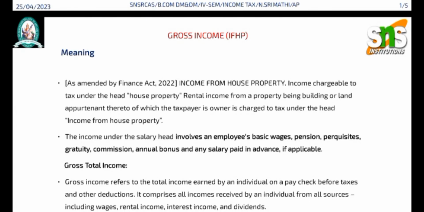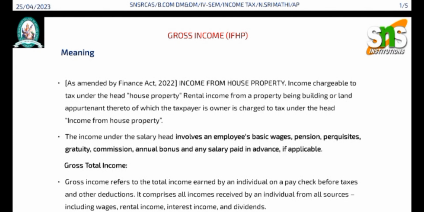We'll see the topic: various heads of income. The special category is gross income, in income from house property. First of all, we will see the gross income from house property category.